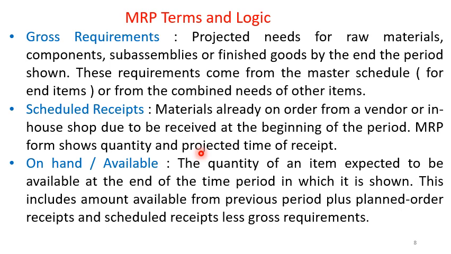But what if, with the gross requirements and scheduled receipts, the supplier does not supply within the specified time? That is also a possibility. The supplier may sometimes not supply to you in time because of some reasons, correct?